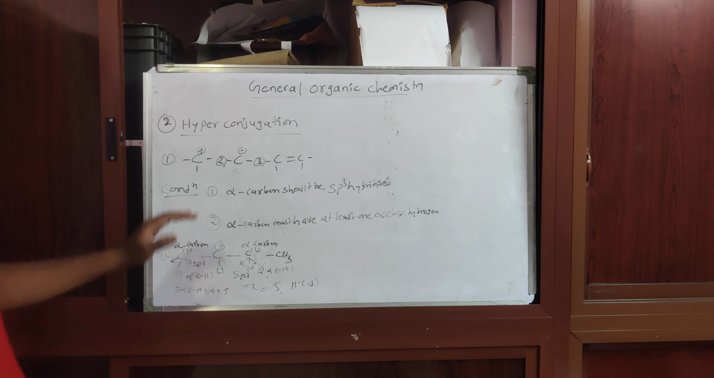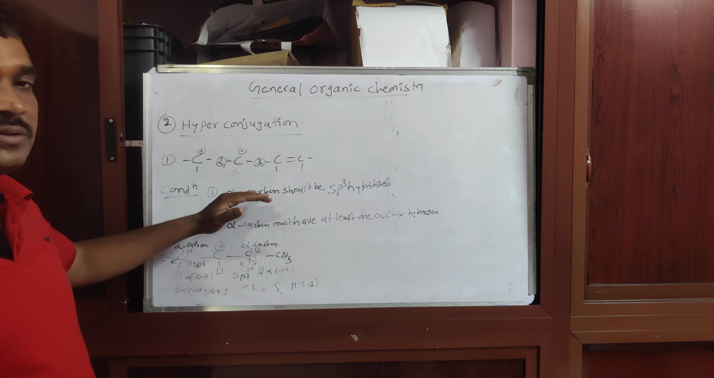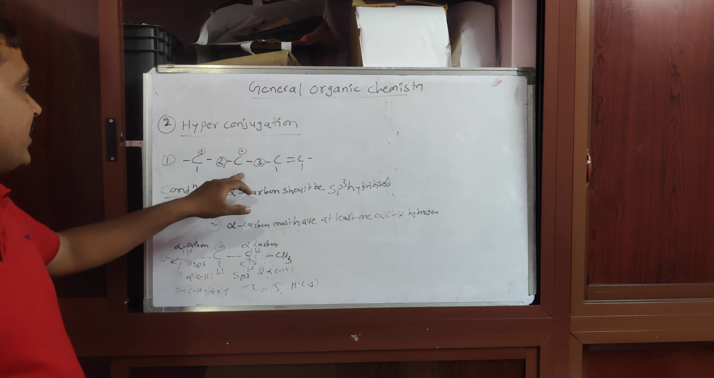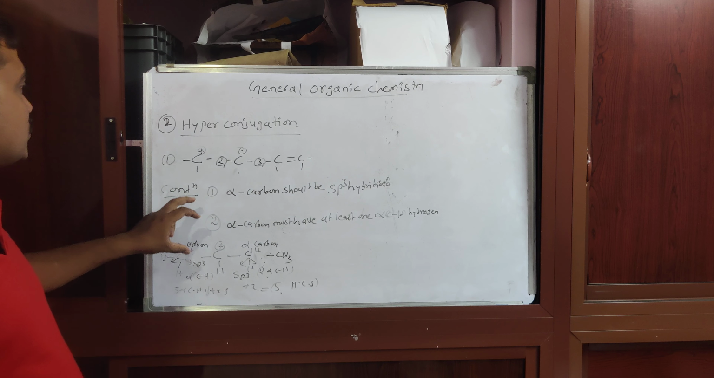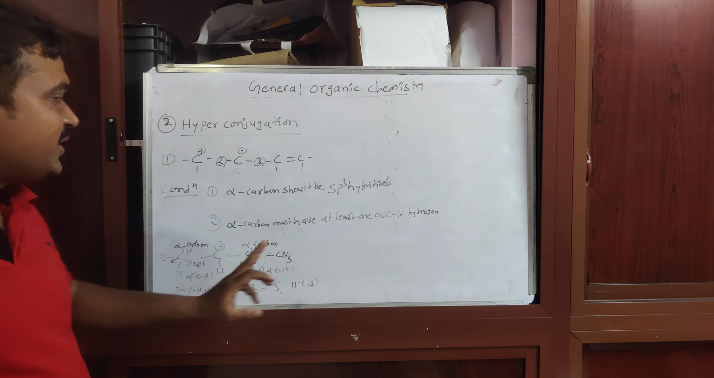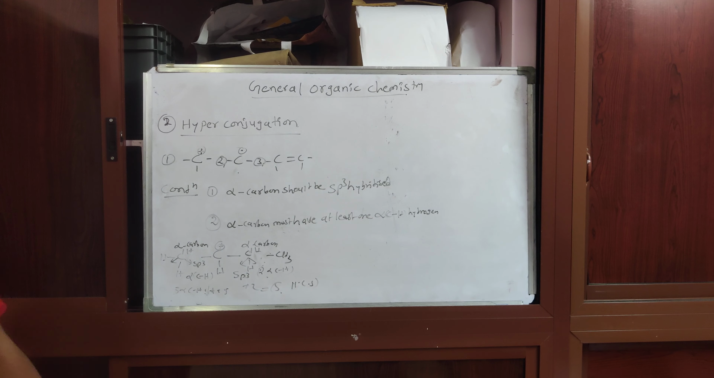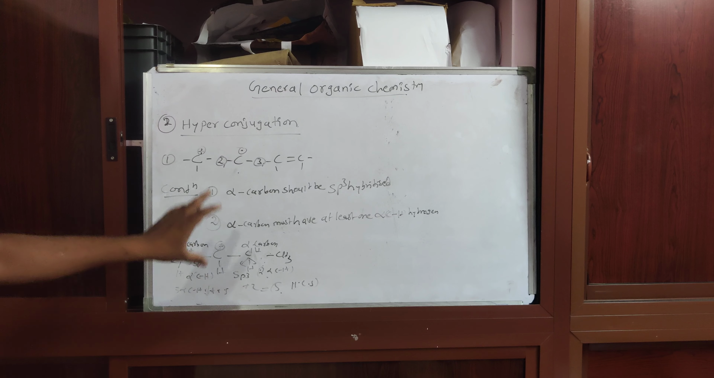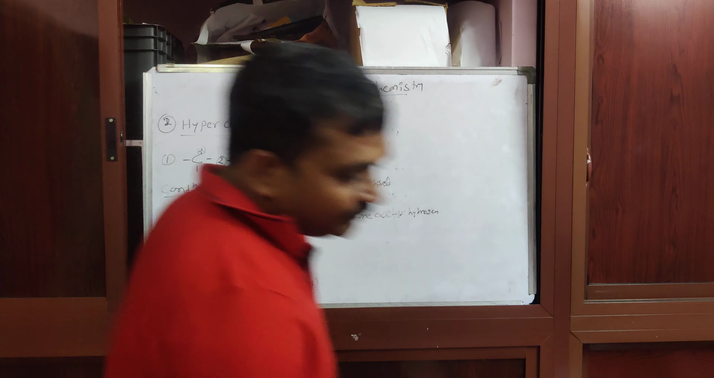First of all, in which compounds will hyperconjugation be shown? Carbocation, free radical and alkene. Then what are the conditions? The alpha carbon should be sp3 hybridized. The alpha carbon must have at least one alpha carbon hydrogen. Then only we show hyperconjugation. This condition you must remember.